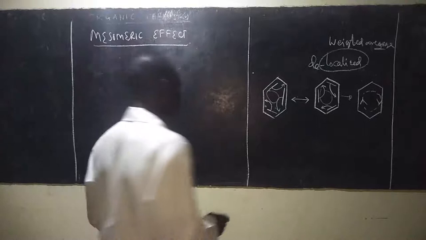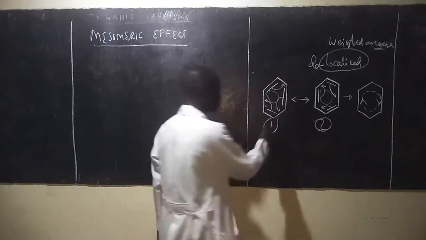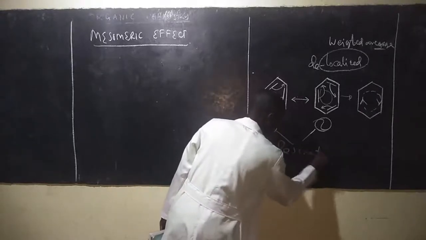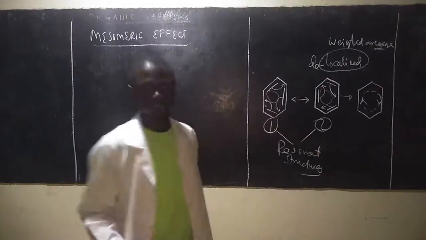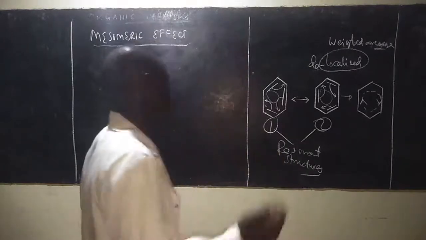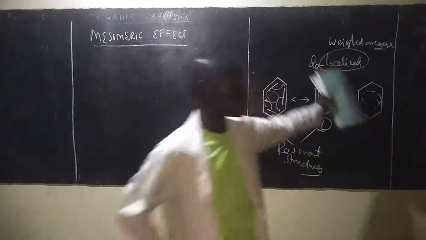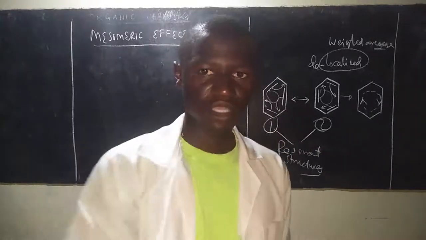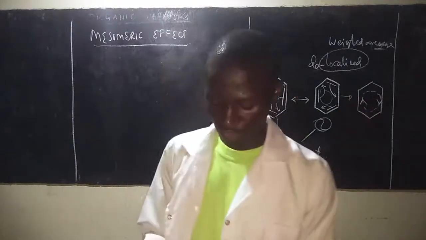Now in our example, if we call this number one and this number two, number one and number two are called resonant structures. Sometimes they are called contributing structures because they are contributing to the actual structure of the molecule. Actually, this is not the actual structure, but it's just like the average of the structures.